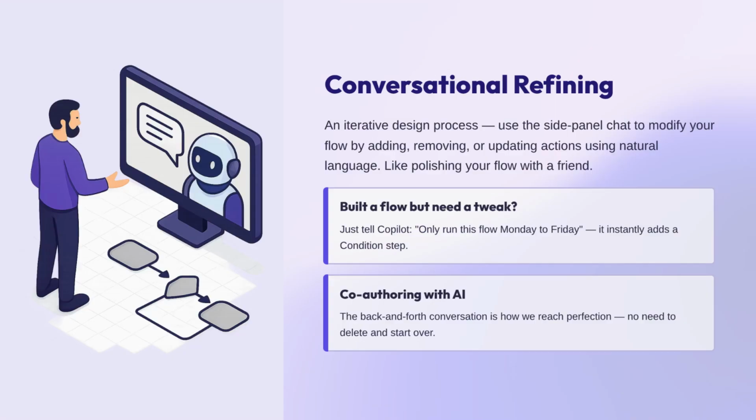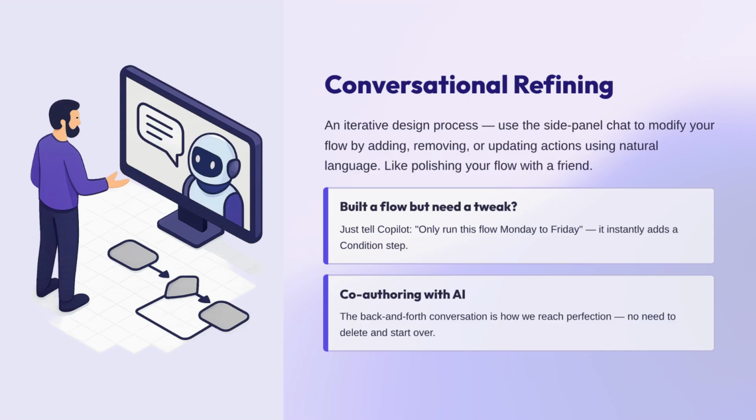The technical documentation explains this as an iterative design process where you use a side panel chat interface to modify an existing flow by adding, removing, or updating actions using natural language commands. In simple everyday English, it's polishing your flow with a friend. You don't have to delete the whole thing if it's not perfect. You just keep talking to the Copilot.